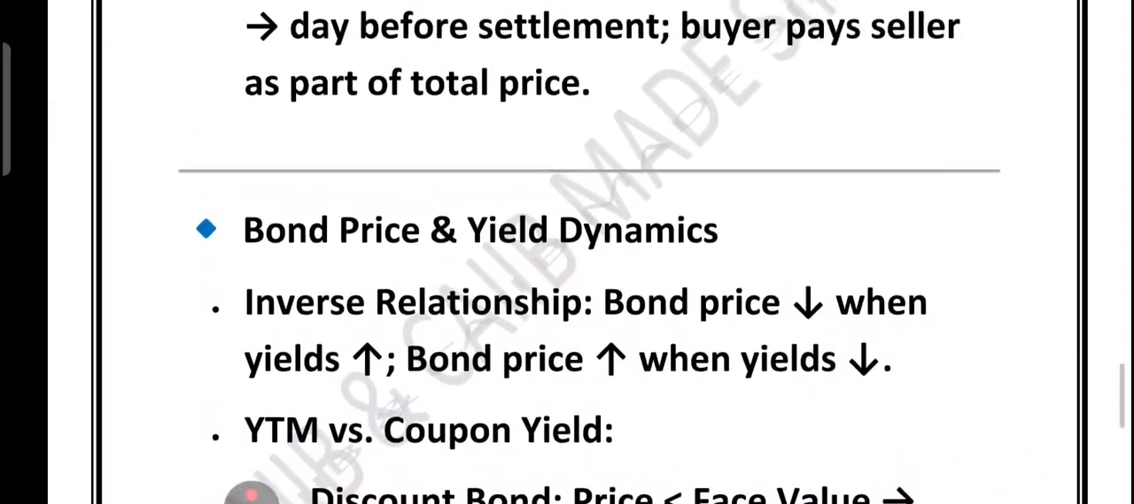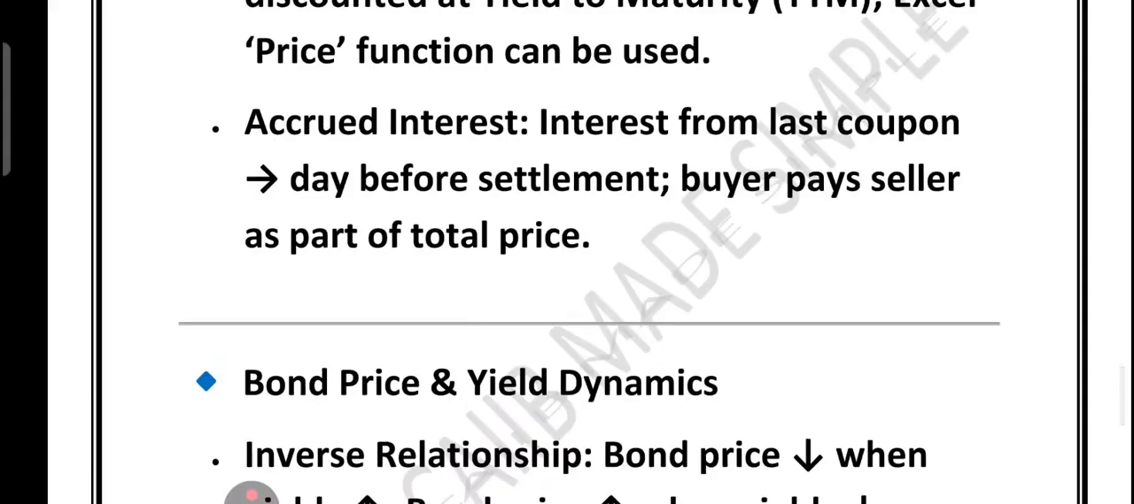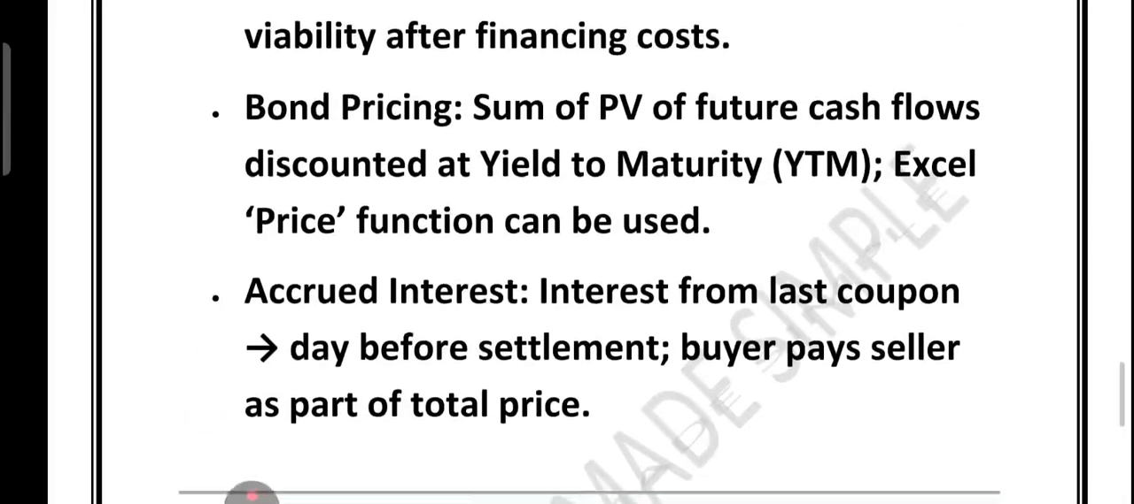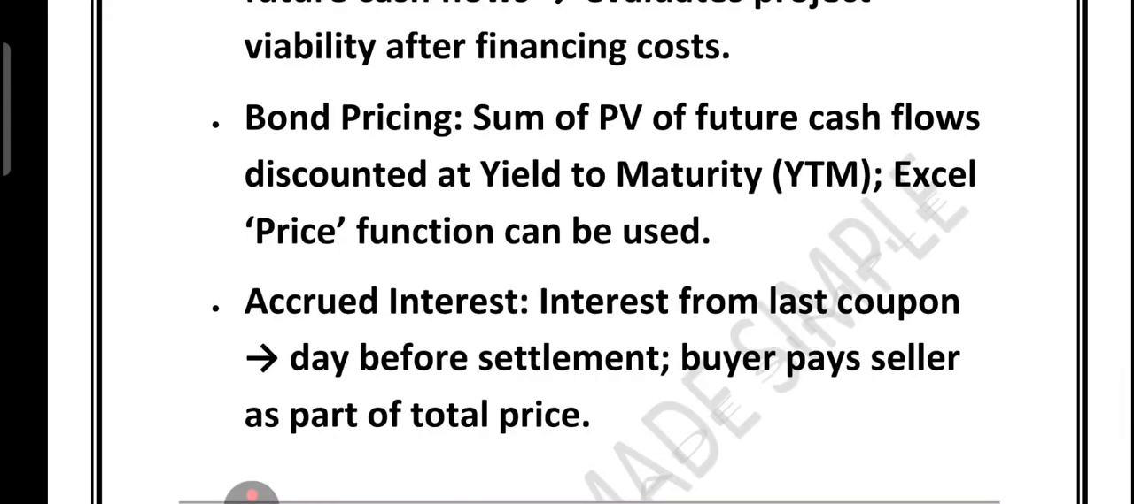So basically, how to deal with bond pricing? You have the future cash flow, you find their present value, add all the present values, and discounting is done at the YTM, yield to maturity. There are some tools like Excel which we can use to make this calculation easily.